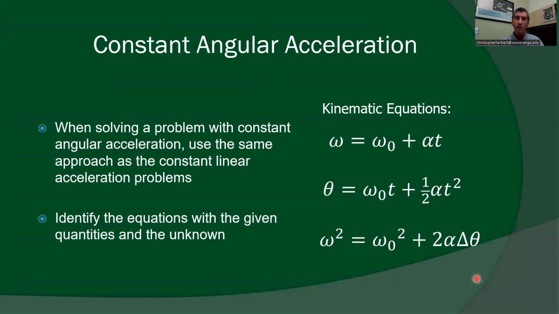But again, we are going to do problems just like we did before with kinematics. We're going to identify what we know. We're going to identify what we're looking for, and then try to find an equation that has both our knowns and the quantities we seek.